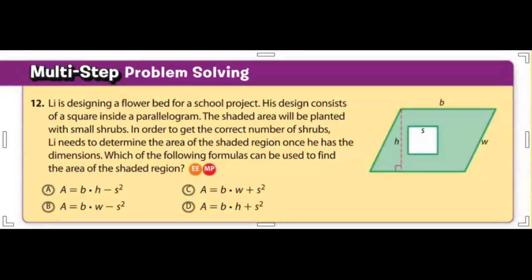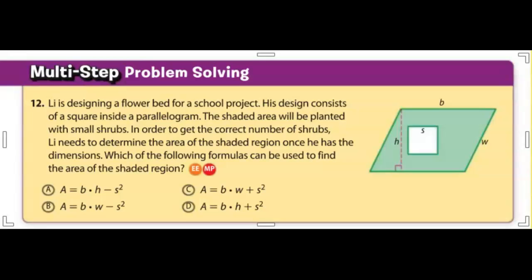All right, so at this moment we need to be on page 733. We're going to work through problem 12 together. It is a multi-step problem, so please listen carefully. The first thing we're going to do is read the word problem. Then we're going to underline what we're being asked to find and circle important information.